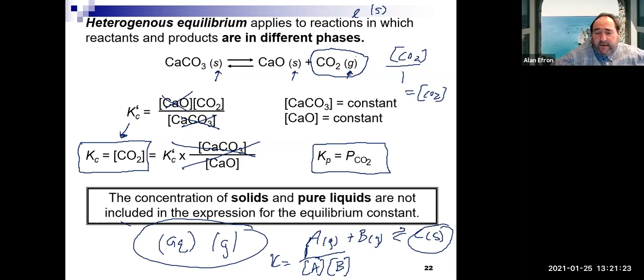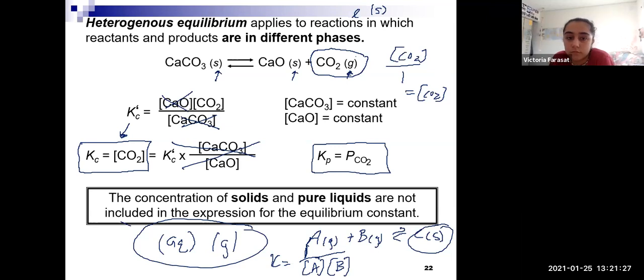Yeah, so if the CaO was aqueous, it would be included in the Kc. Yep. Other questions? Okay.